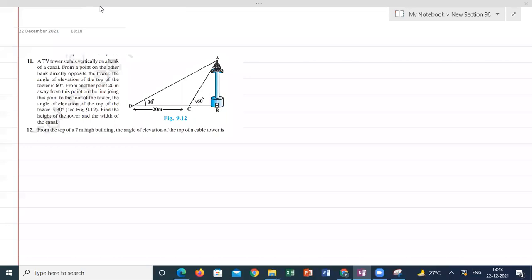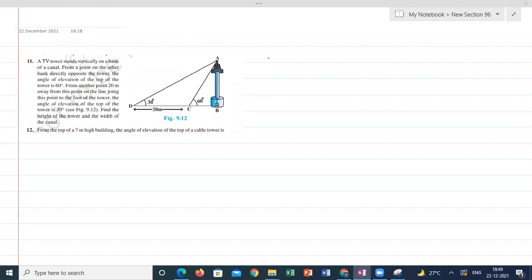A TV tower stands vertically on a bank of a canal. From a point on the other bank directly opposite to the tower, the angle of elevation of the top of the tower is 60 degrees. From another point 20 meters away from this point on the line joining this point to the foot of the tower, the angle of elevation of the top of the tower is 30 degrees, as shown. So he's asking finally what is the height of the tower and the width of the canal. He's asking the values of BC and AB. Am I right? Students, correct or not?